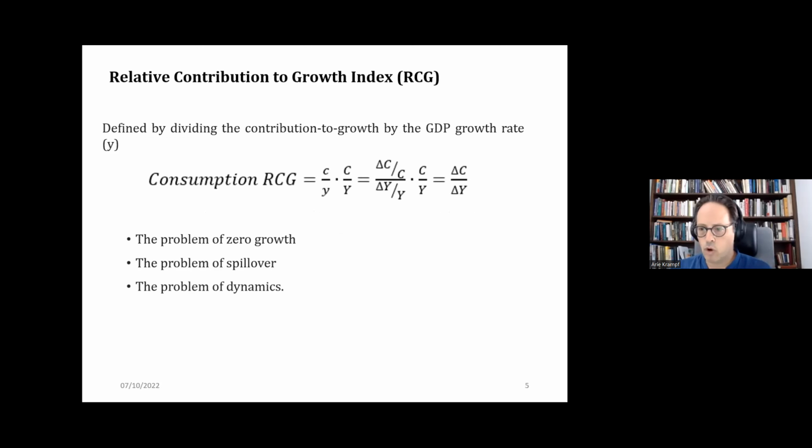So in order to normalize it, we divide it by the GDP growth rate. And therefore you get this definition of the annual consumption relative contribution to growth, defined as the change in the demand component divided by the change of GDP. This is obvious; you all know it. Now, I'm going to argue that there are three types of problem associated with this definition: the problem of zero growth, the problem of spillover, and the problem of dynamics.